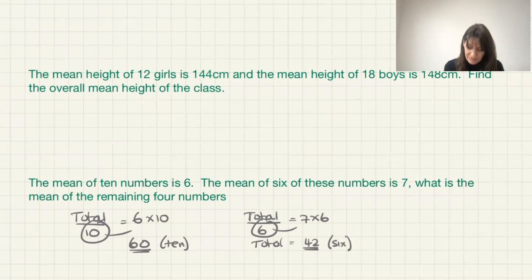What is the mean of the remaining 4? So the total of the 10, take away the total of the 6, is 60 take away 42. That is 18. I'm going to divide that through by 4. And the answer is 4.5.